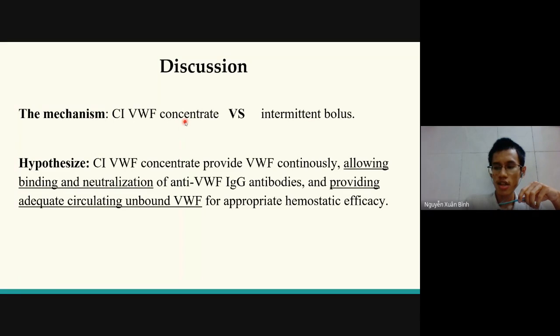The research shows an increase in von Willebrand activity in these patients, but the mechanism of this method versus intermittent bolus is not clear. In the three patients who used the method, they believe that continuous infusion provides von Willebrand continuously, so the von Willebrand factor will bind and neutralize the autoantibody and provide circulating unbound von Willebrand for hemostasis.